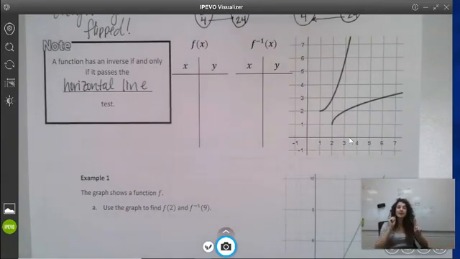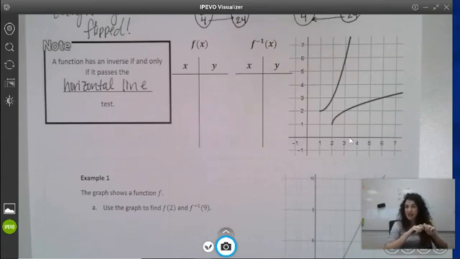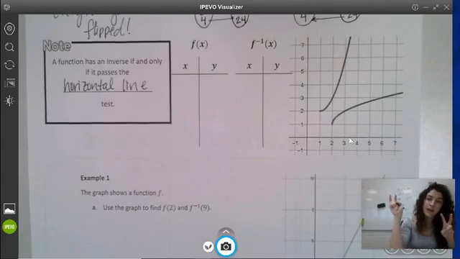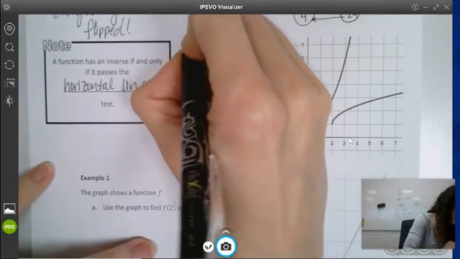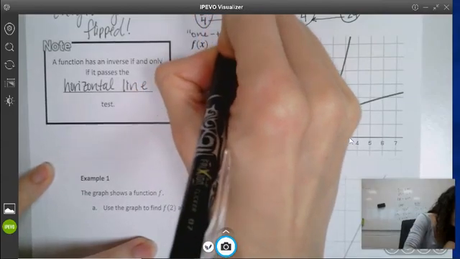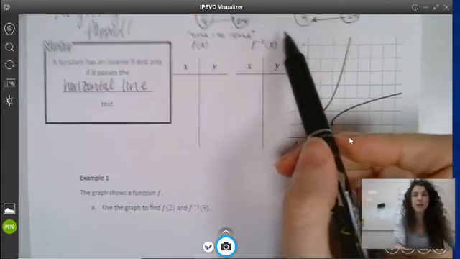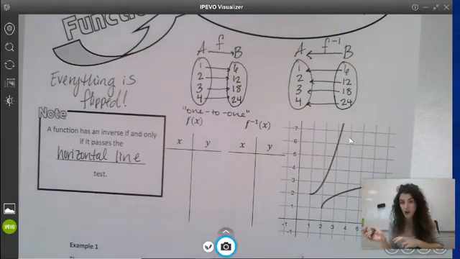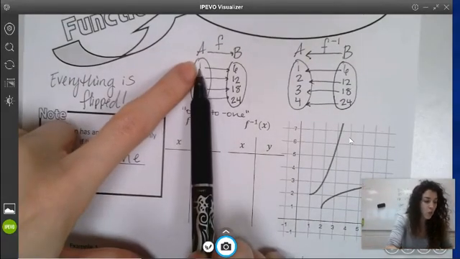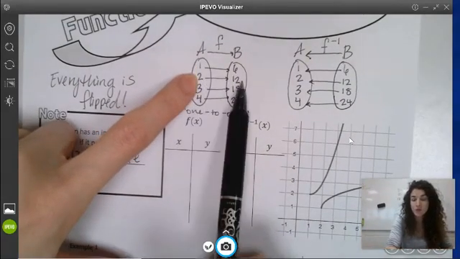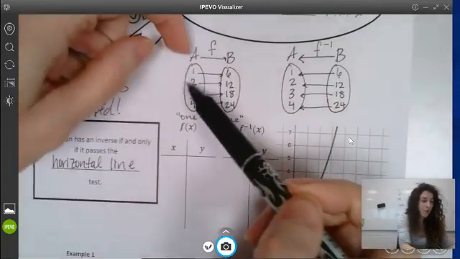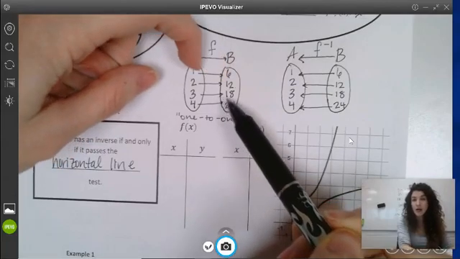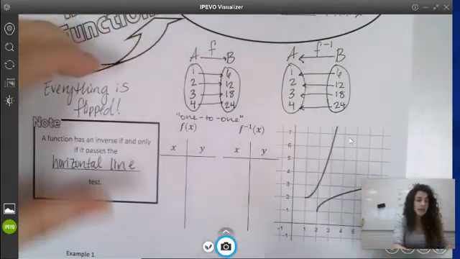If a function passes both the horizontal line test and the vertical line test, it is called one-to-one. It's a one-to-one function or a one-to-one relation. And our mapping diagrams up here represent that one-to-one representation of a relation. Every single input has one output, and every single output has one input. We're not having multiple inputs going to the same output, right?